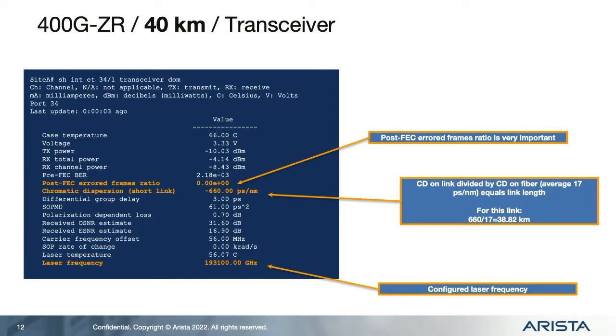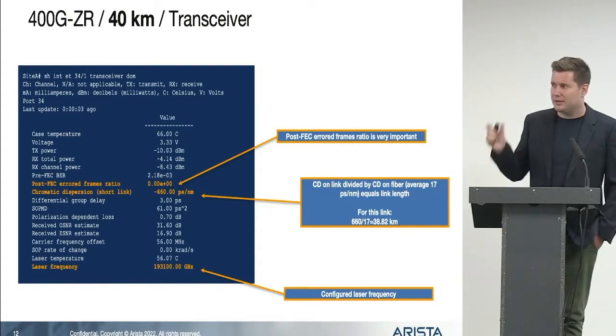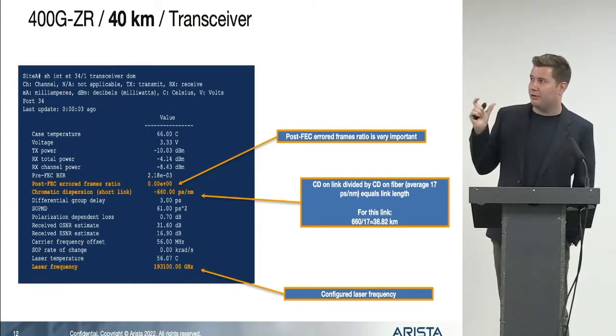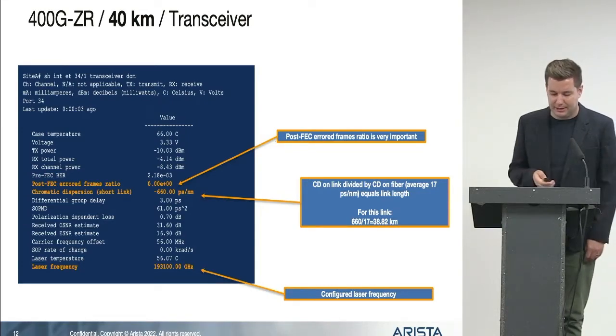One other point to note here, which is not in yellow, but this first metric at the top, the case temperature, as mentioned, does have thermal and power limitations. This is running at 66 degrees. I believe in this example, it was a QSFP-DD, which is the smaller of the two form factors. It may be that the larger form factor, the OSFP, has a little bit better cooling limitations there.